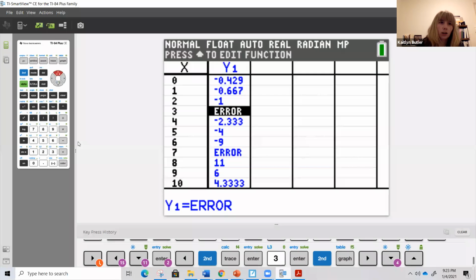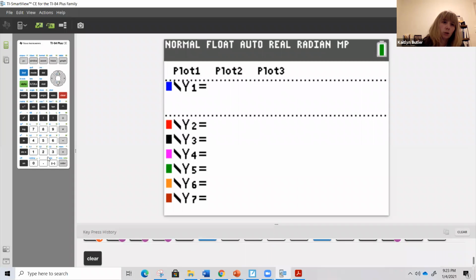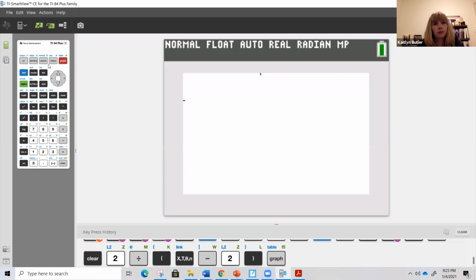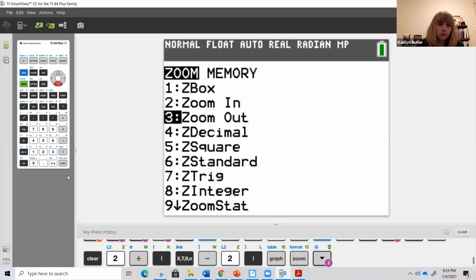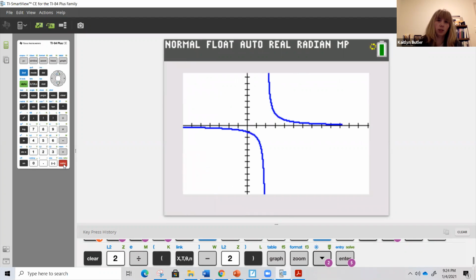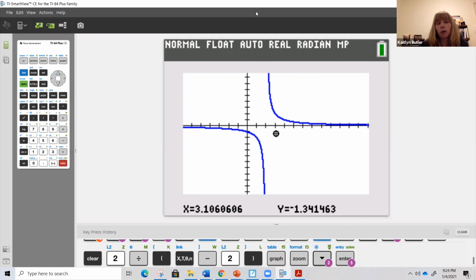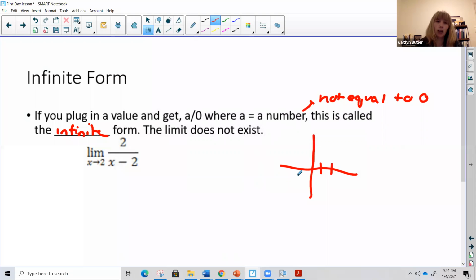And I guess I'll graph it on here again. So y equals 2 divided by x minus 2. I gotta zoom out so we can see that. So at 2, there's going to be an asymptote where the curve's y values approach really high up, which is infinity, or really far down, which is negative infinity. It keeps going on forever. And so we say that the limit does not exist. So anytime you get a number that's not 0 over 0, it's called the infinite form, and we say the limit does not exist.